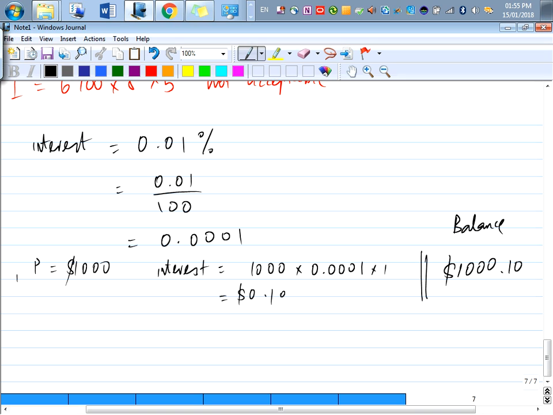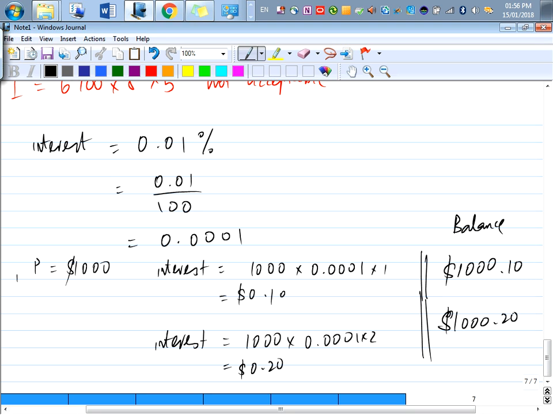If I don't do anything to it, after 2 years, do you think you will see interest equals 1,000 times 0.0001 times 2, which is actually 20 cents? Do you think this is the amount you will see in your bank? Actually not. This over here is interest based on simple interest.